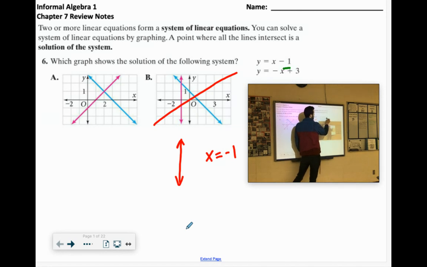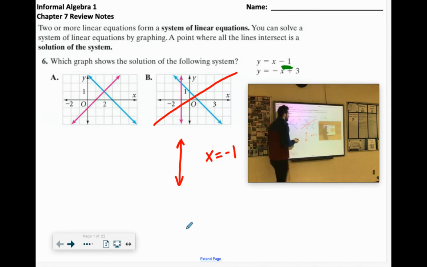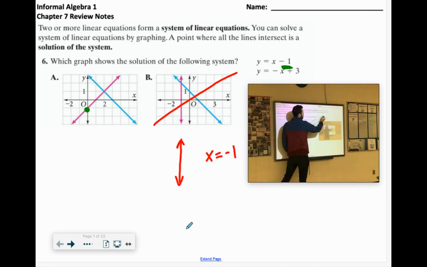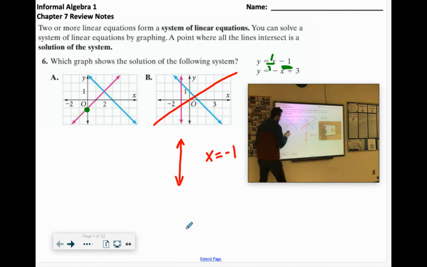Remember, you start with the y-intercept, negative 1, so there should be a dot on negative 1, which there is here. And then the slope is 1 over 1. So this line would be up 1 over 1, up 1 over 1. So that line checks out.